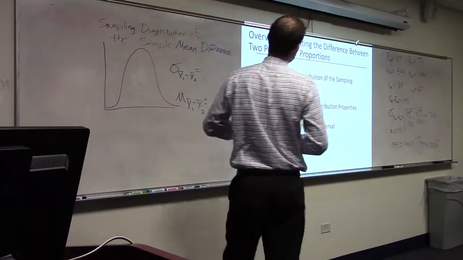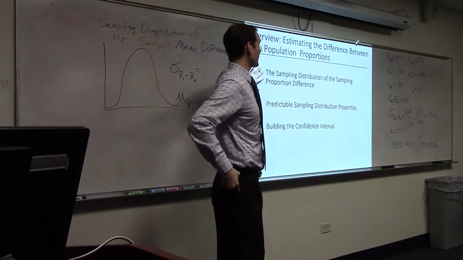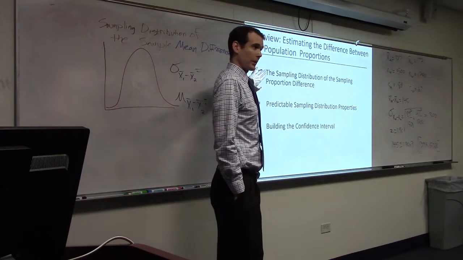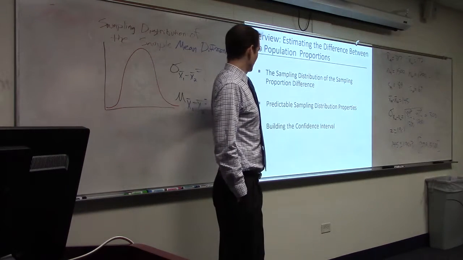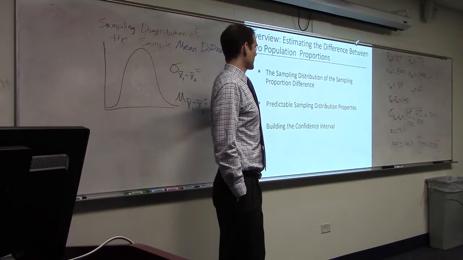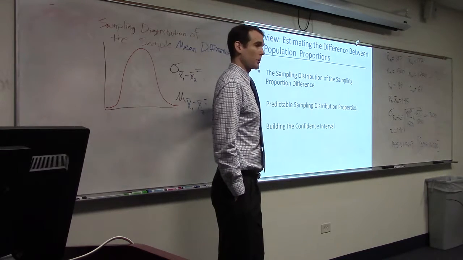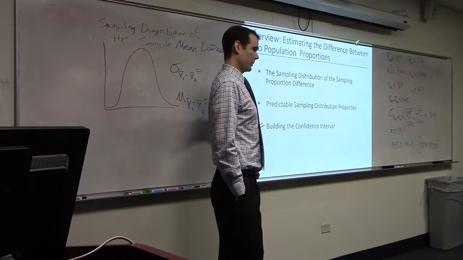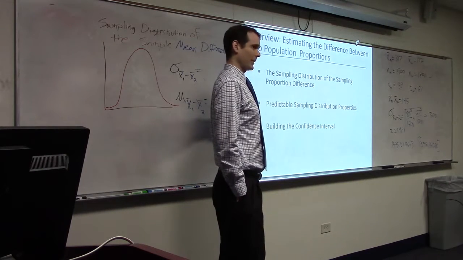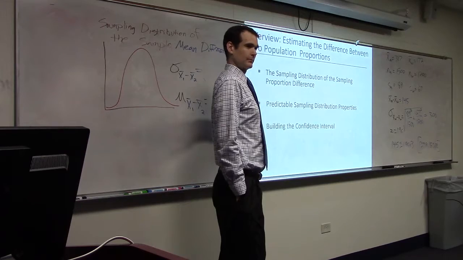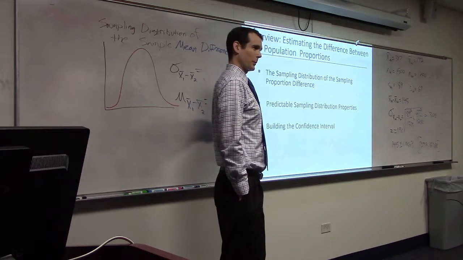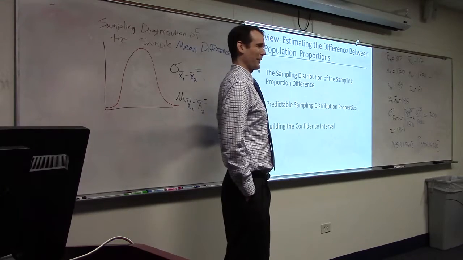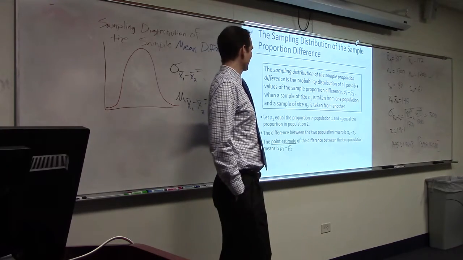So we're going to come up with something we call the sampling distribution of the sample proportion difference. What do you think of that? We are going to say that it has predictable sampling distribution properties, just like in the previous material. And brand new again this time, building the confidence interval. Okay, I guess the joke only works one time. We're going to continue to build a confidence interval the same way we did last time.